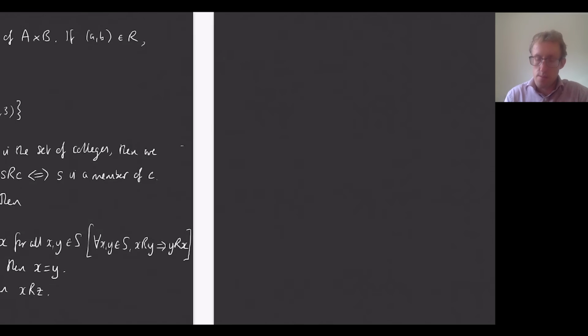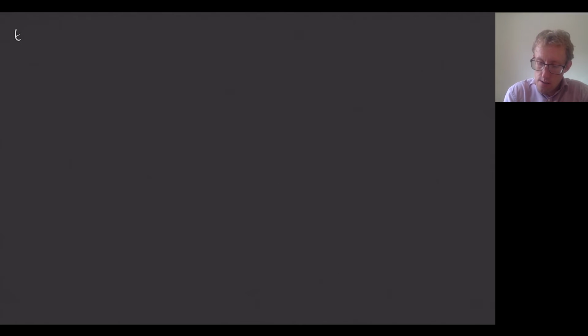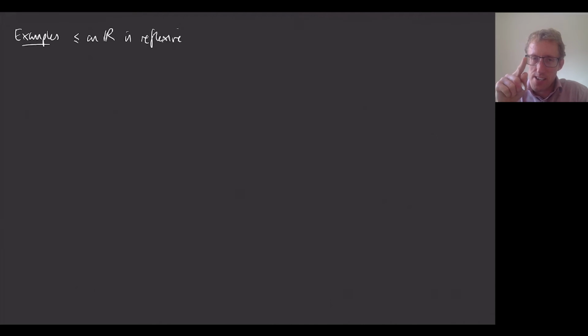So let's just look at some examples to see that. So let's take the less than or equal to sign on the set of real numbers. So is this reflexive? Yes, it is, because x is less than or equal to x for any x. So this is reflexive. Is it symmetric? Well, no, it's not symmetric, because if x is less than or equal to y, then that doesn't mean that y is less than or equal to x. It means the opposite. So this is not symmetric.